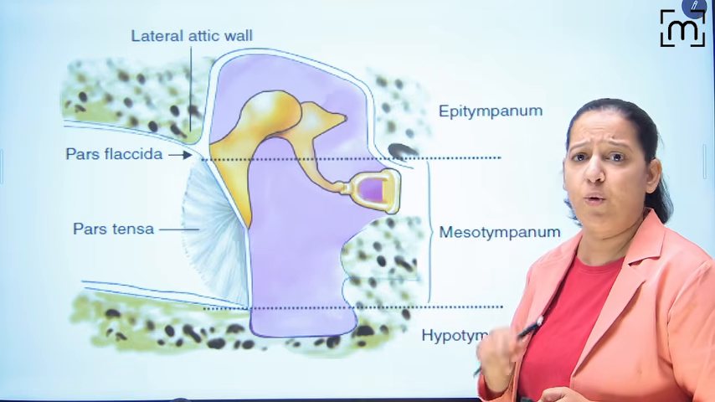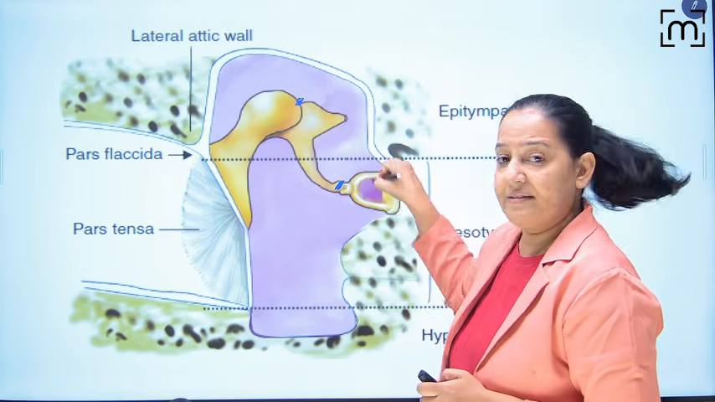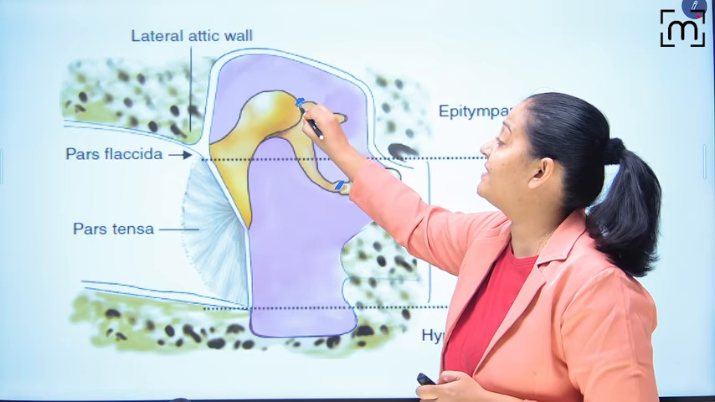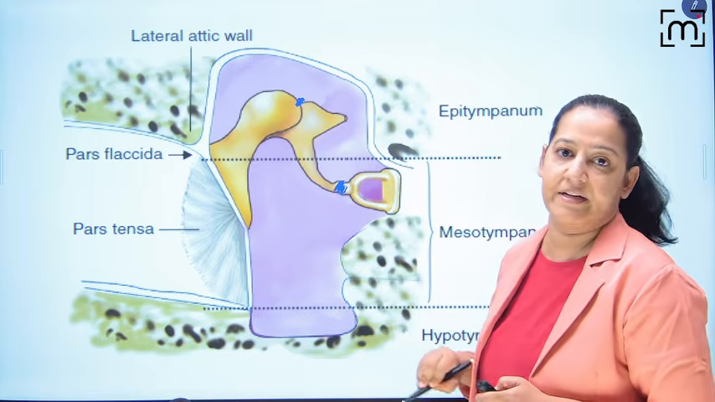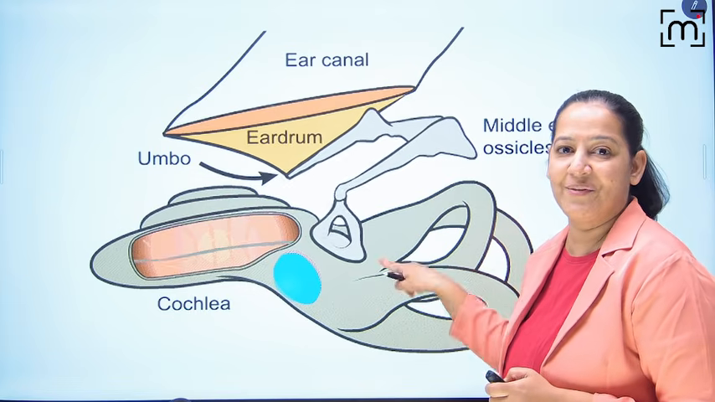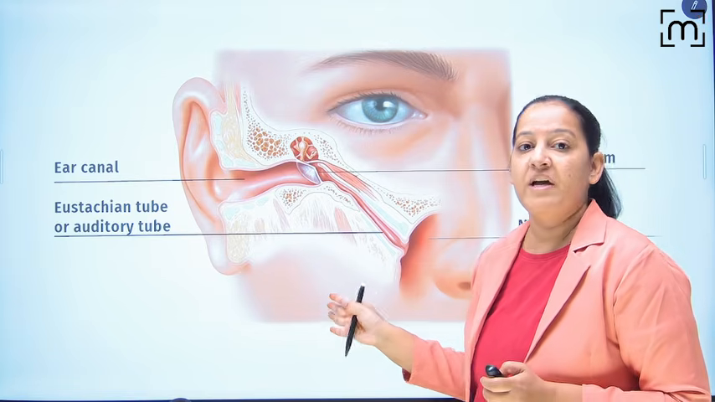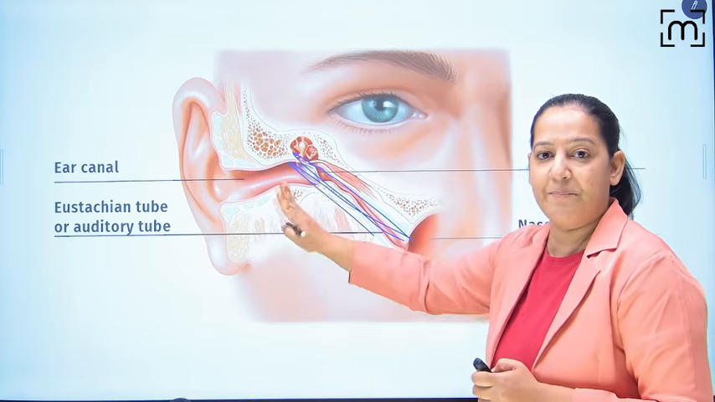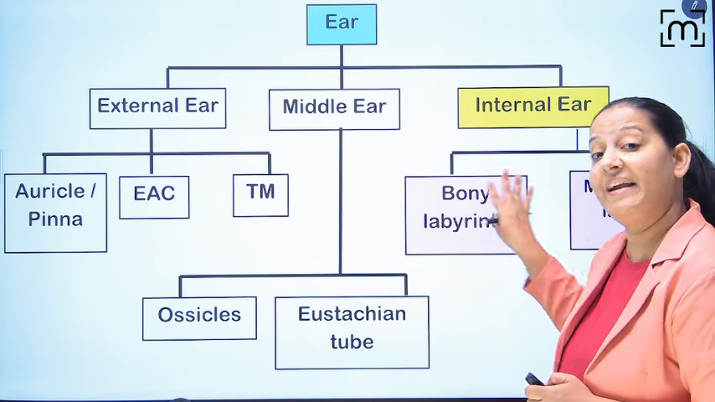I told you the joints between the ossicles, and the name of each joint. Both of these joints are synovial joints. One is a saddle type of synovial joint, and the other is a ball and socket type of synovial joint, if I'm not wrong. So please learn these joints. Appreciate malleus, incus, and stapes. And this is the eustachian tube, which is the connection between the middle ear and the nasopharynx. This tube equalizes the pressure on both sides of the tympanic membrane. So we have seen the external ear yesterday. We have seen the middle ear yesterday. Internal ear.